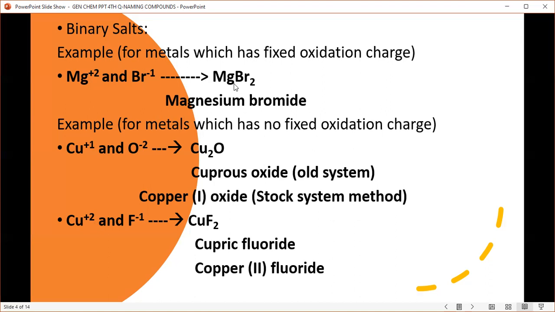So Mg takes its subscript from bromine's oxidation number, and then we have Br, or bromine, and its subscript is from the magnesium oxidation charge. If you try to recheck it in our algebraic sum, it will be equal to 0. So our chemical formula this time is MgBr2. So let's name it. Let's follow the rule.